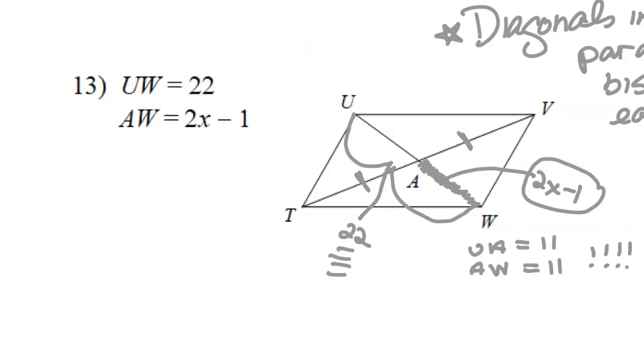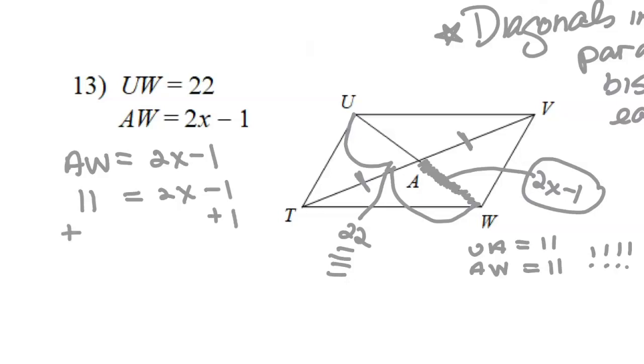I can say AW equals 2x minus 1. I can replace AW with the value 11, and that's going to equal 2x minus 1. Add 1, add 1. That gives me 12 equals 2x. Divide by 2, divide by 2, and I get x equals 6.